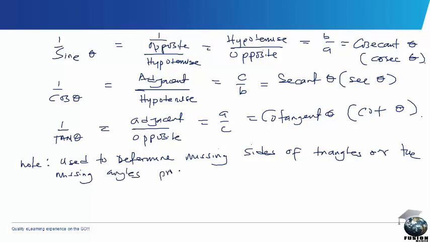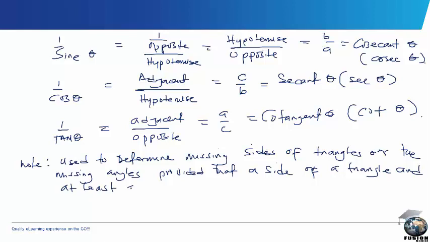Okay. And it is used provided that a side of a triangle and at least one angle is given. Alright, so when you have this, you can easily find the missing side of the triangle. We shall make illustrations using the following example.